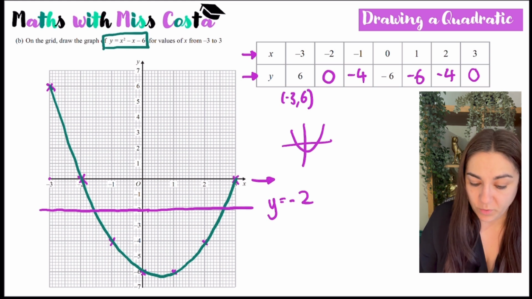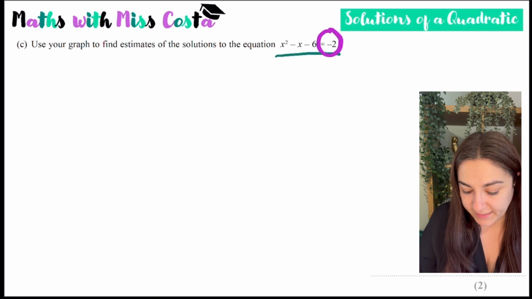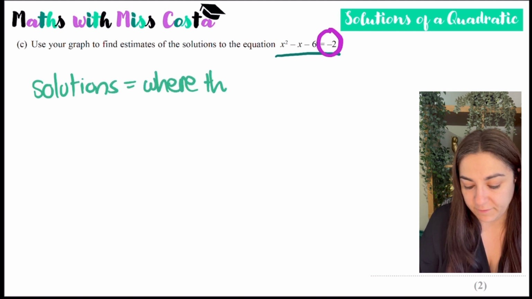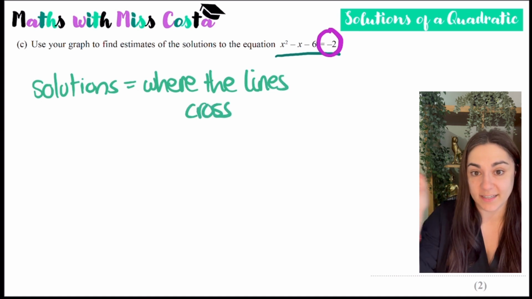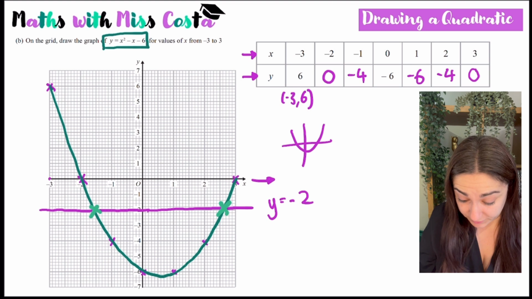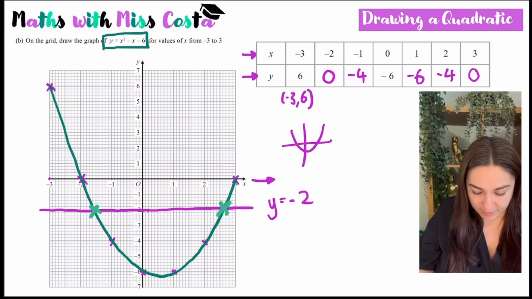So now what I do is I look for the solutions. So using a graph, solutions is where, if it's two lines, it's where the lines cross, or if it's a quadratic, it's where the graph and the straight line cross. So I draw the line of y equals minus 2, and then I just look for the solutions. Now my graph is quite blotted, but I'd say that's probably minus 1.6.